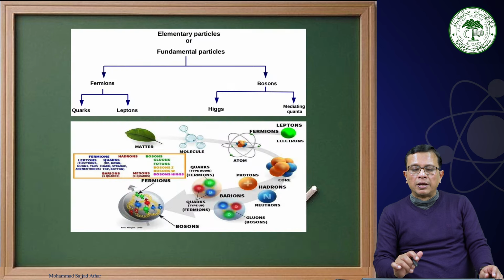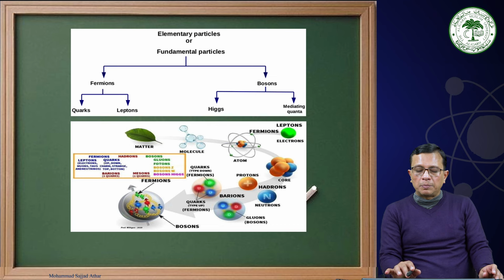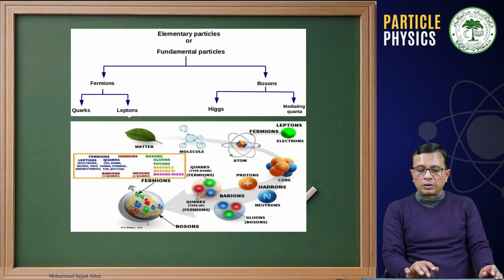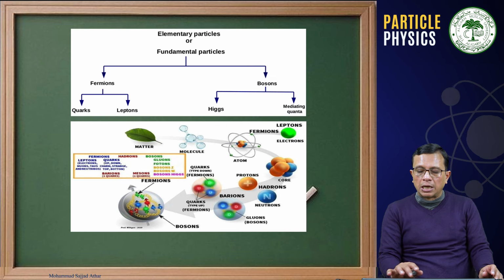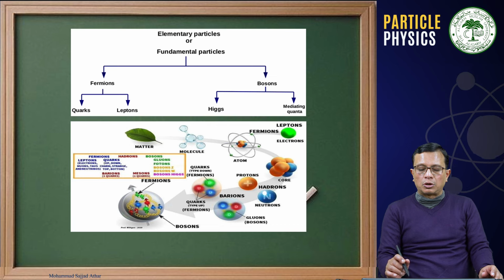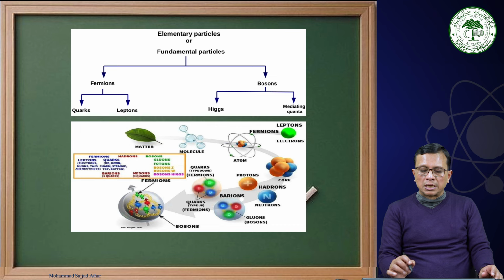Therefore, to summarize, we have fundamental particles, both fermions and bosons. Now, there is a difference. In fermions, we have quarks and leptons, while in bosons, we have the Higgs particle and the mediating quanta. All mediating quanta are bosons, and so is the Higgs particle. Therefore, the journey which we had started, from molecules to atoms, to protons, neutrons, to quarks, we have seen that these quarks are the building blocks of the hadrons.